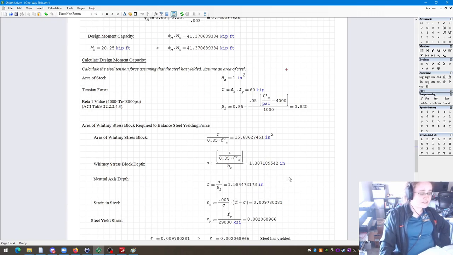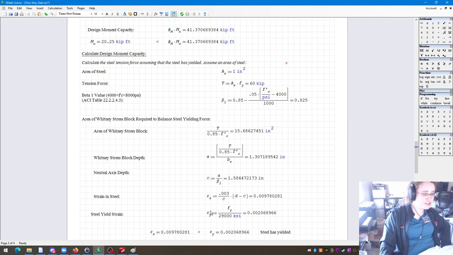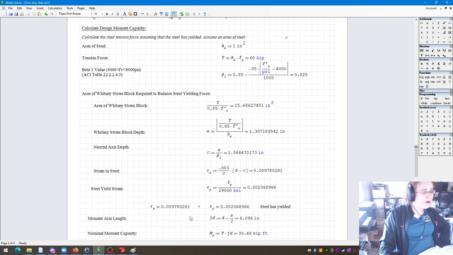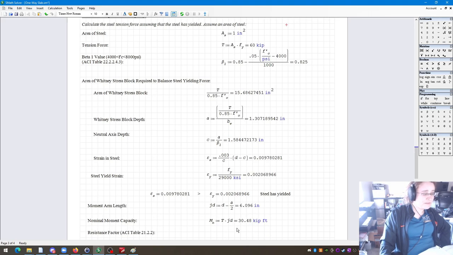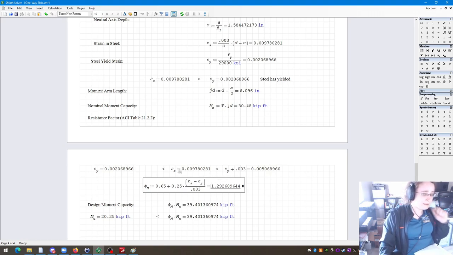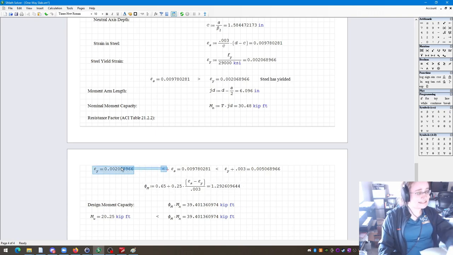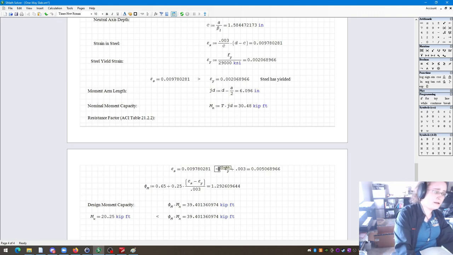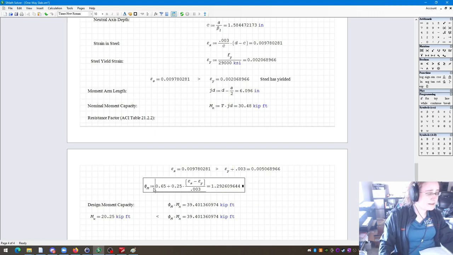So then my strength block depth will change, my neutral axis depth will change. Now the steel still has yielded, so I don't have any problem there. However, let's look at this. By reducing that area of steel, we make our steel yield sooner. And so we end up with a much more tension-controlled section. Here now, epsilon s is actually greater than epsilon y plus 0.003. So that means that our phi value is going to be equal to 0.9 for a tension-controlled section.